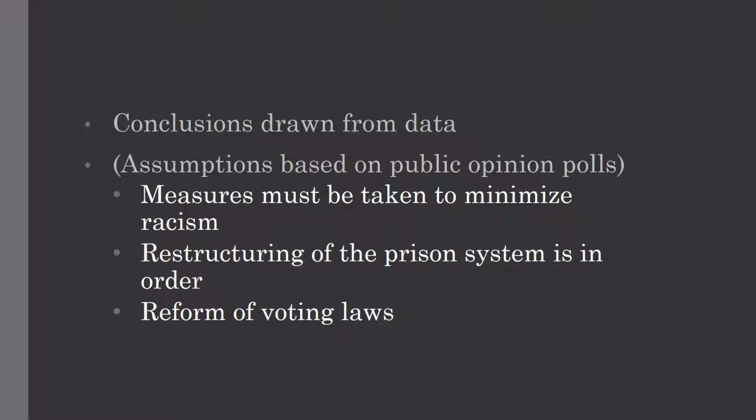So what are some conclusions we can draw from this data? Measures need to be taken to minimize racism. That would probably be most sociologists' number one advice to policymakers. The prison system needs to be restructured, the way we treat criminals. Not saying to make it like a hotel in there, but we definitely need to think about what we're doing with people for years of their lives.